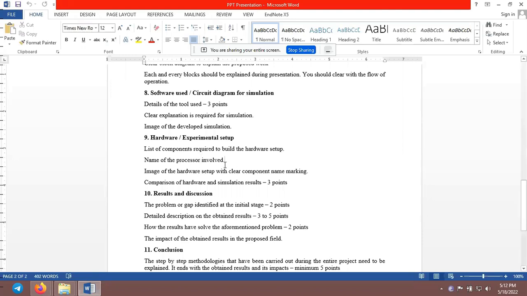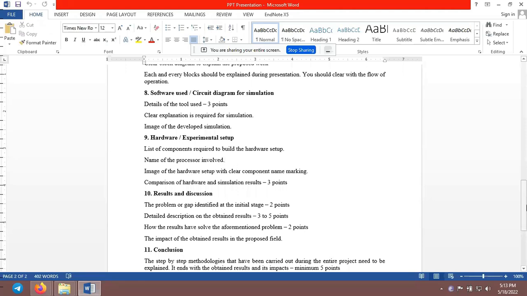Okay, so the hardware setup should have proper component name marking and a comparison of hardware results and simulation results. You have obtained some simulation results here, and you can get some hardware results here. You should compare both results. For a model system, the results should be the same. Plus or minus 5% deviation is acceptable, but hardware results and simulation results should be almost the same. You should achieve that. Okay.